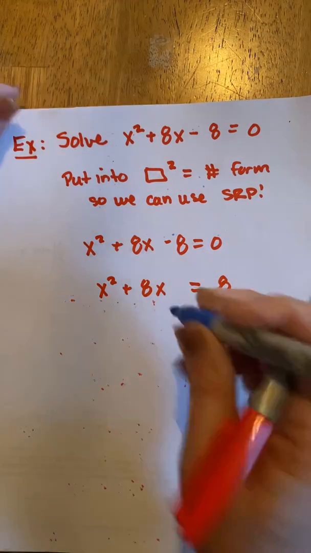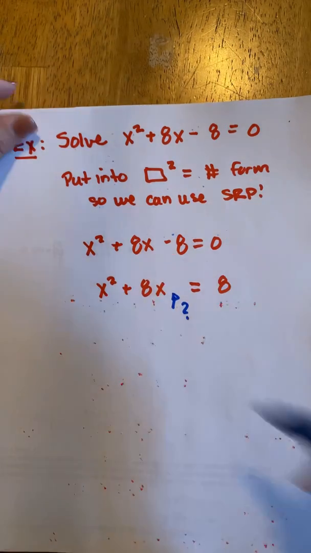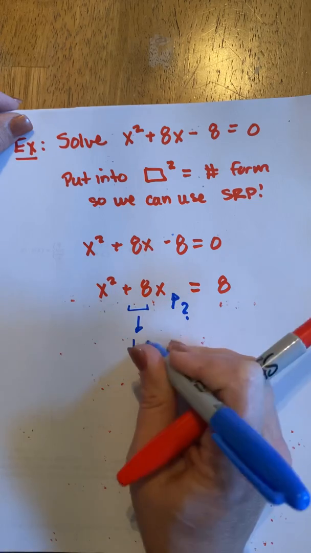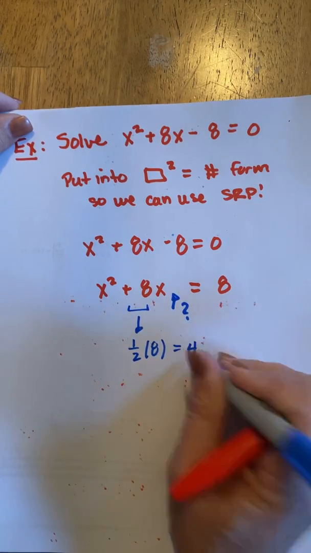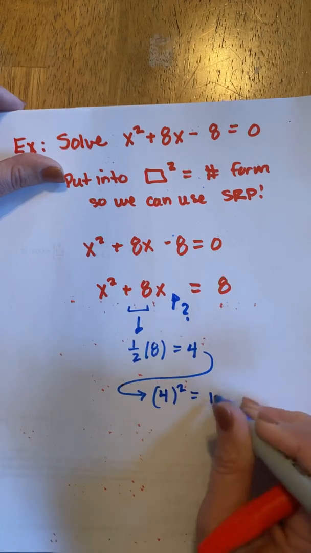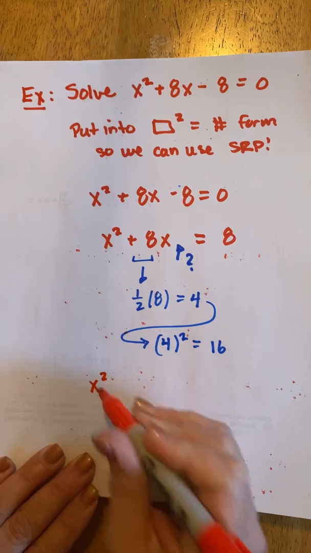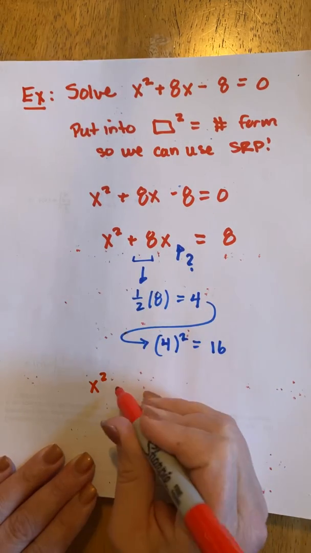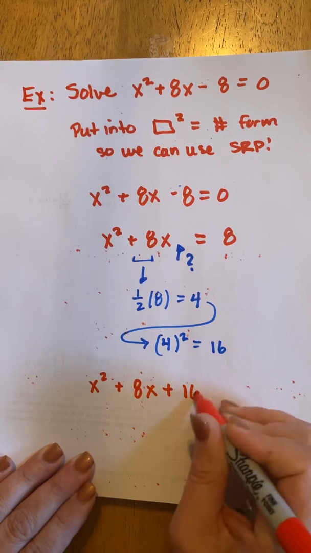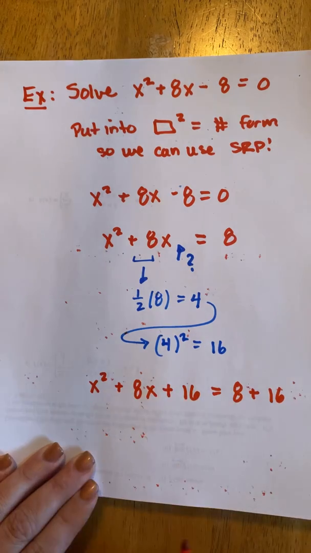Now we have to find the magic number. The magic number we find by taking half of the coefficient in front of x. So half of 8 is 4. And then we square that number. That's the magic number we're going to add to both sides. So x squared plus 8x equals 8 is equivalent to x squared plus 8x plus 16 equals, don't forget to add the 16 to both sides to maintain the balance.